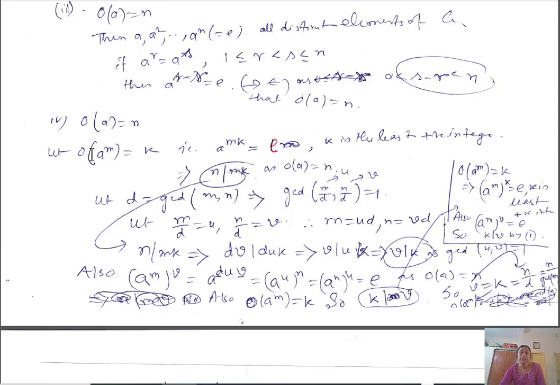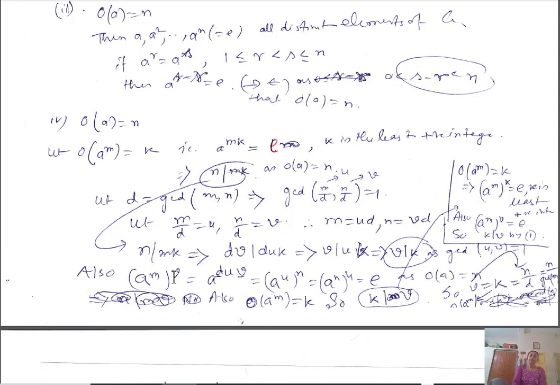Now you apply the definition of order of A to the power m. Order of A to the power m is k. That means k is the least positive integer such that A to the power m whole to the power k is e. And I have also shown A to the power m raised to the power v is also e. So applying the definition, k must be a factor of v. So k divides v.